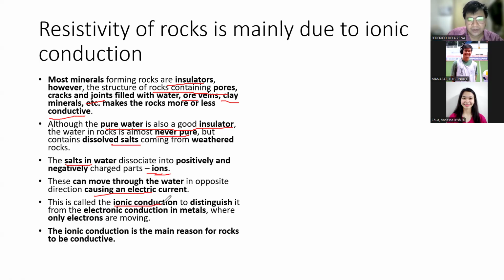Ionic conduction is different from electronic conduction in the metals. In the metals, the only thing that's moving are the electrons, whereas in ionic conduction, the ions are the ones that are moving. And for geologists, we are mostly interested in ionic conduction because this is the main method in which electrically charged particles move through your rocks and soil.